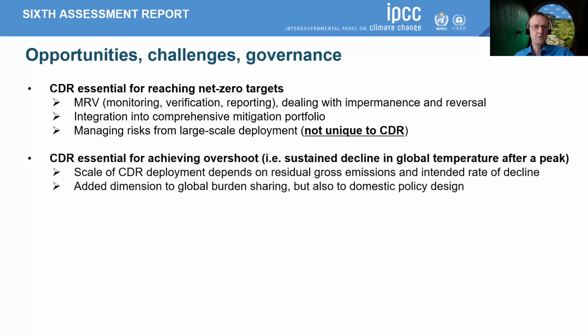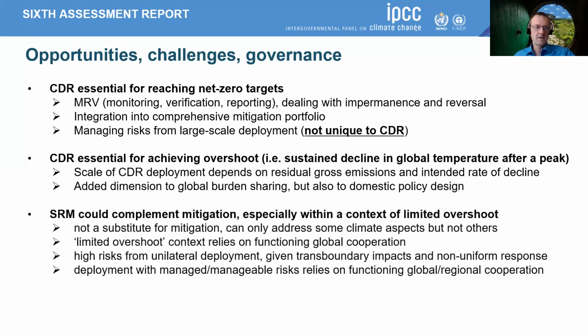CDR is equally essential for achieving overshoot, i.e. for achieving a sustained decline in global temperature after a peak to reach net negative emissions, where the scale of CDR required depends crucially on both the remaining gross emissions that we need to overcompensate and the intended rate of decline. So there's a number of moving parts here. They're not givens out of just saying net negative emissions. But of course, there would be an added dimension to global burden sharing once we reach a state of net negative emissions, but also domestic policy design, because you run out of polluters to pay for carbon dioxide removal. So that requires a different framing, a different role of governments to achieve net negative emissions.